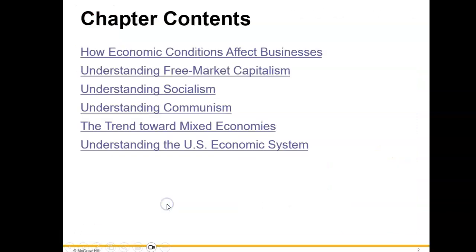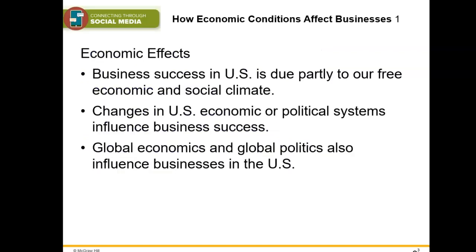So let's go. In this chapter, we're going to cover how economic conditions affect business, understanding free market capitalism, understanding socialism, communism, a trend toward mixed economies, and understanding the United States economic system. Okay, let's begin talking about the economic effects.